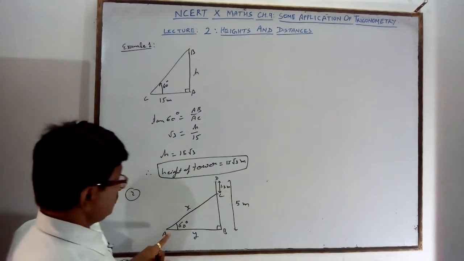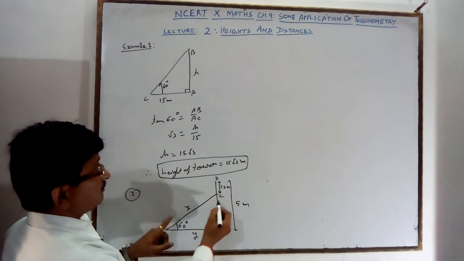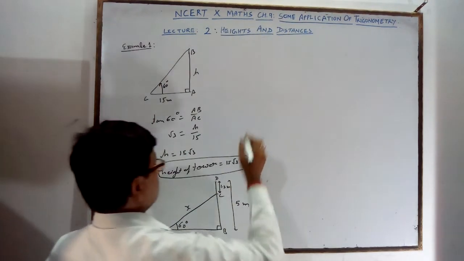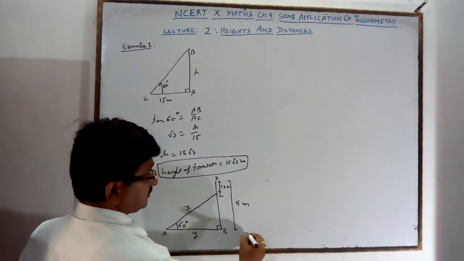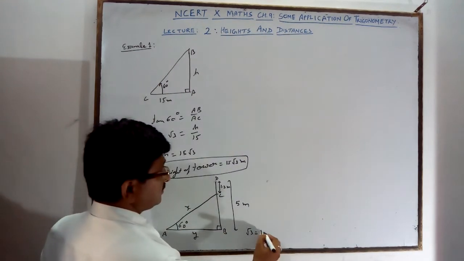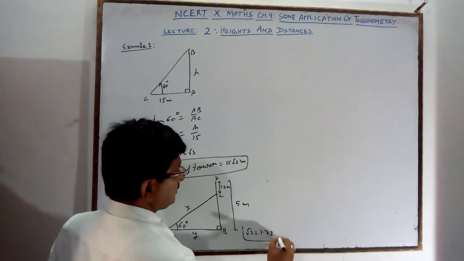So what will you do here? First of all, apply tan 60. In this right triangle AB is not given, BC is not given. The root 3 value is given: in this, root 3 is given as 1.73. Only 1.73 is given for root 3.